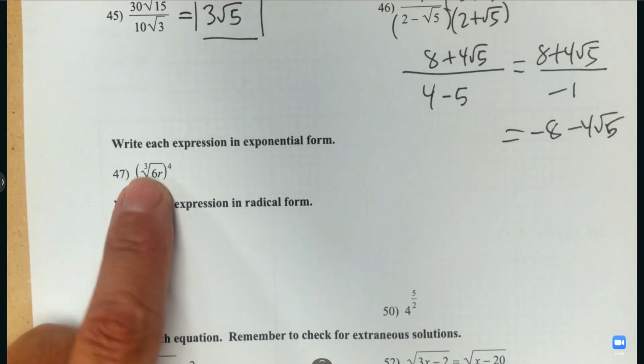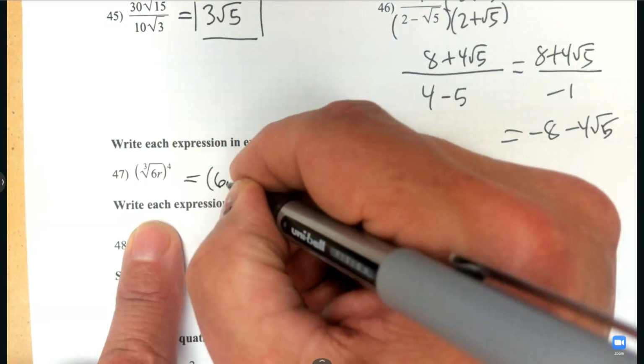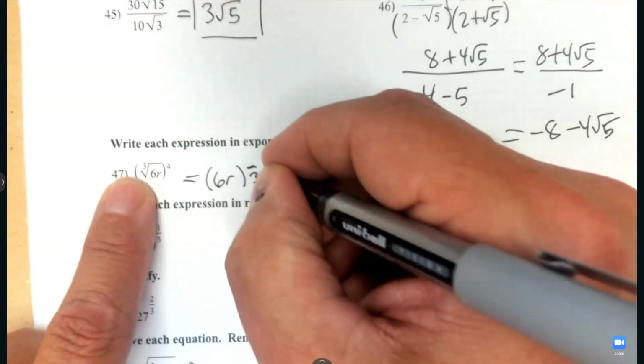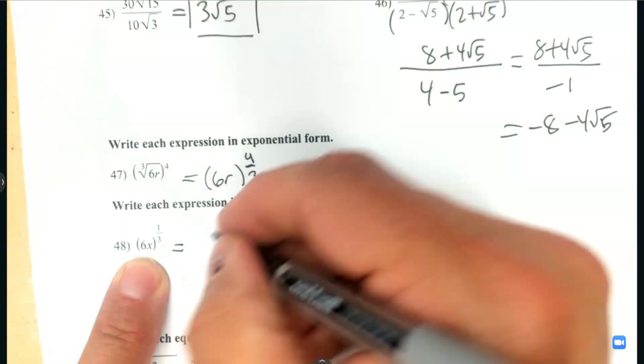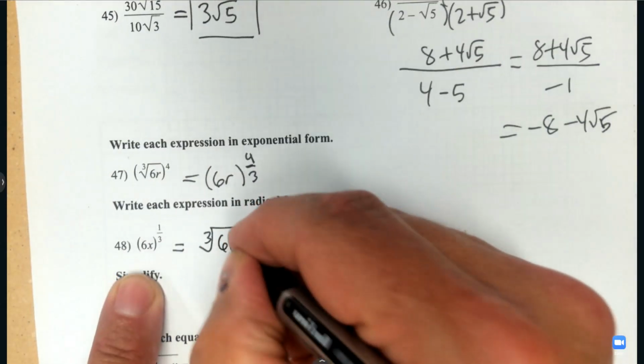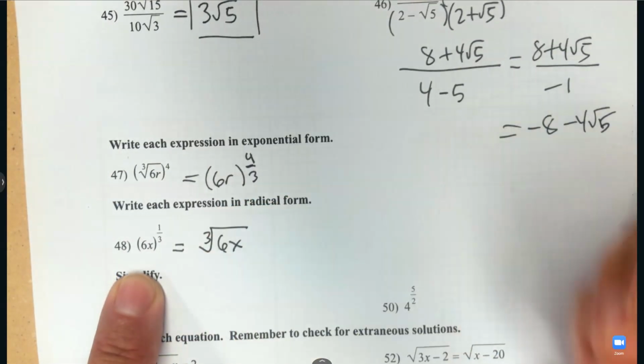All right, can you write this as an exponent? So the base is 6r, the denominator is 3, and the power is 4. Done. Write this as a radical. The denominator is cube root of 6x. There is no power of 1, we don't even put it down.